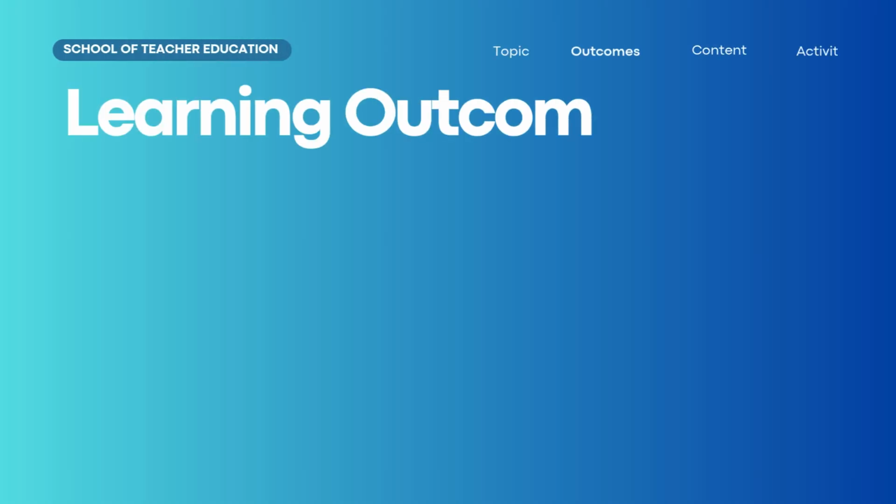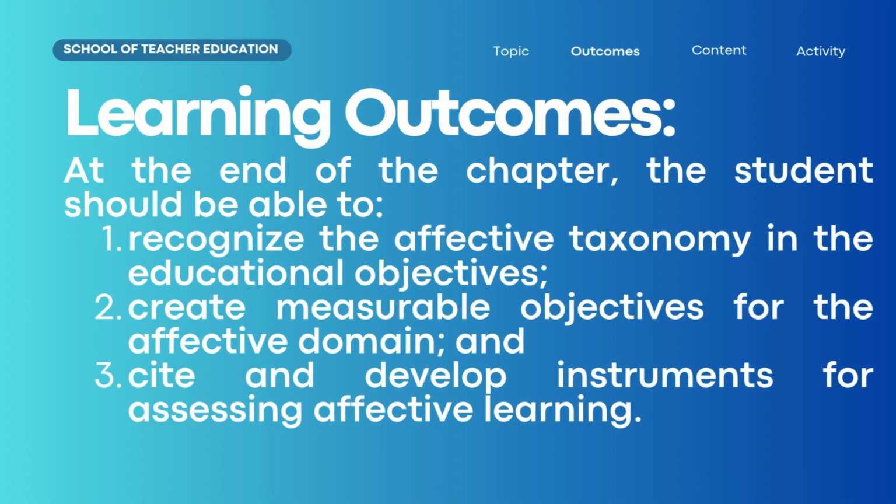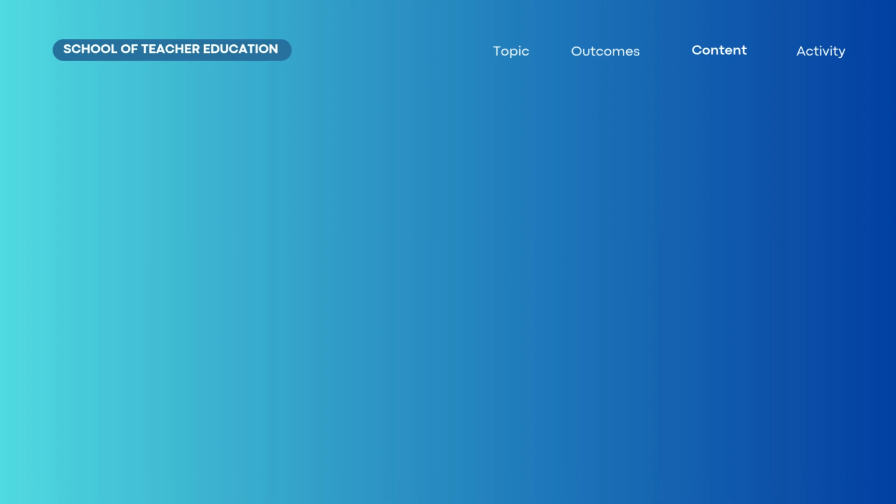And these are the learning outcomes for this topic. At the end of this, you are expected to recognize affective taxonomy and educational objectives, create measurable objectives for the affective domain, and cite and develop instruments and methods for assessing affective learning.